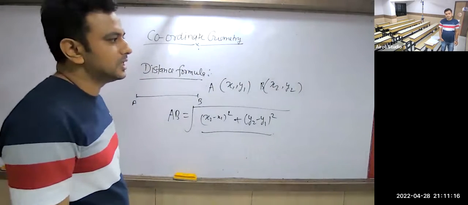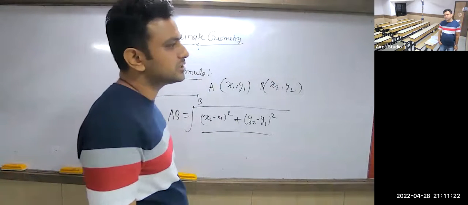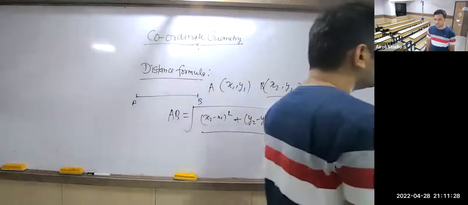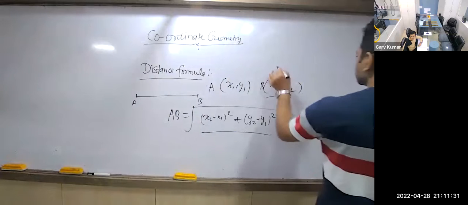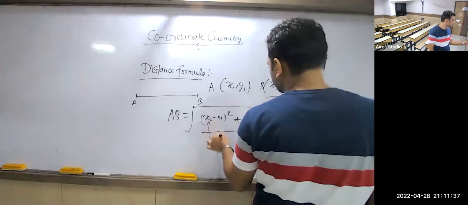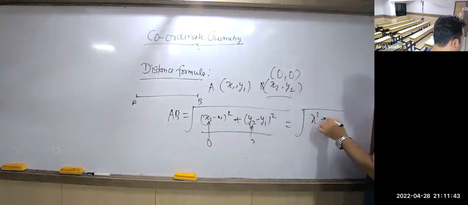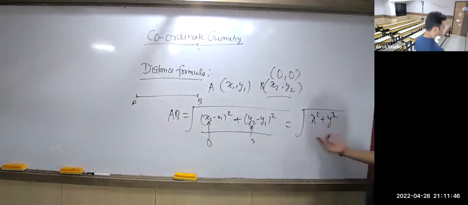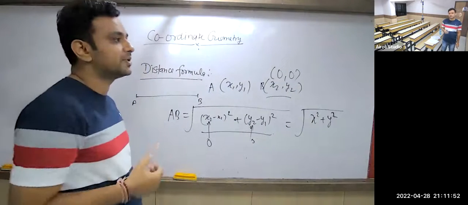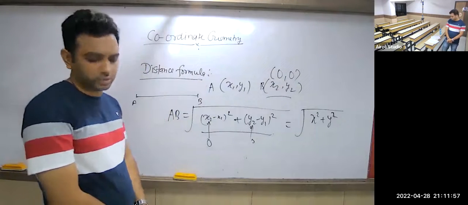In a specific case, if I want the distance between a point and the origin, the second point becomes (0, 0), because the origin's coordinates are (0, 0). Putting x2 as 0 and y2 as 0, the formula becomes x1 squared plus y1 squared. We can directly square the coordinates of that point and add, and after that take the square root. Got it?